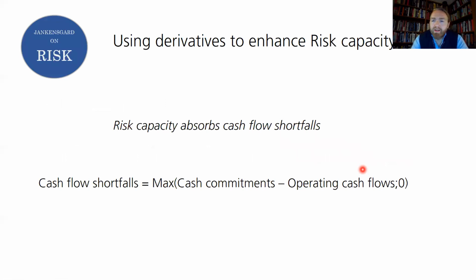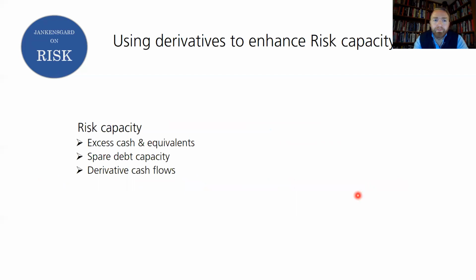All right, so what risk capacity does essentially is to absorb cash flow shortfalls. And a cash flow shortfall is when your cash commitments are larger than what you're able to generate internally in the form of operating cash flows. Otherwise, zero. This is an asymmetric concept here. We're talking about finding ways to fill the gap that arises whenever your cash commitments exceed your operating cash flows.